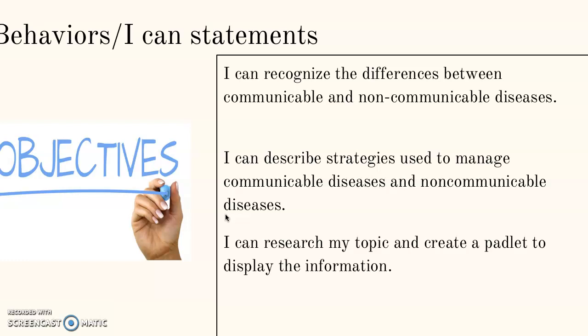Describing strategies used to manage communicable diseases and non-communicable diseases. So what this means is that students can know if someone were to have a disease, whether it be communicable or non-communicable, that they would know how to manage, take care of, and hopefully be able to get rid of, if possible, the disease that they have, or if it's not curable, ways to treat it and ways to suffer the consequences of that disease as little as possible.